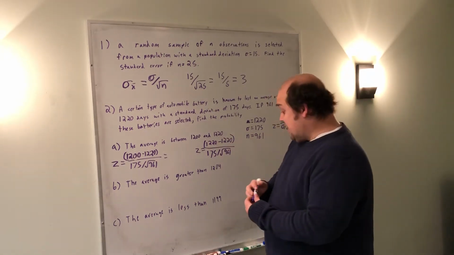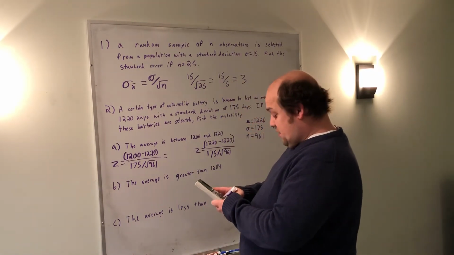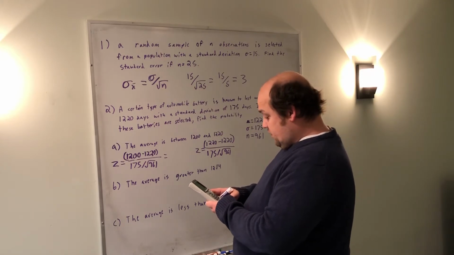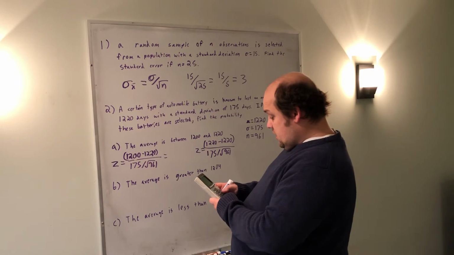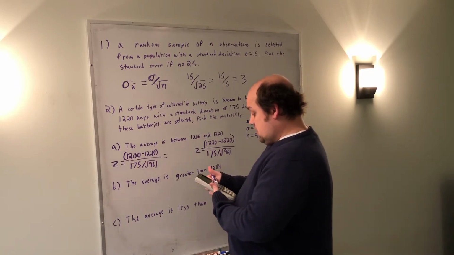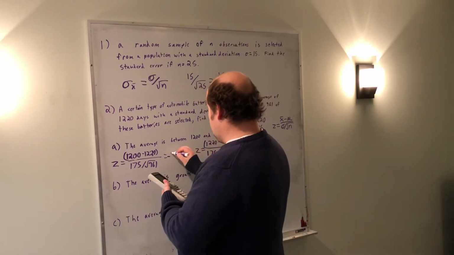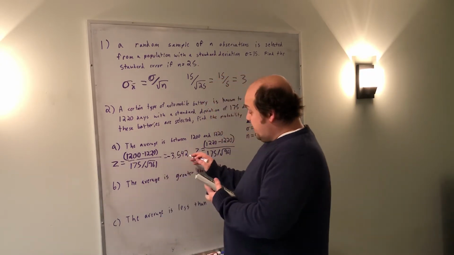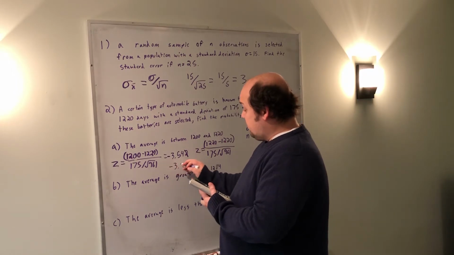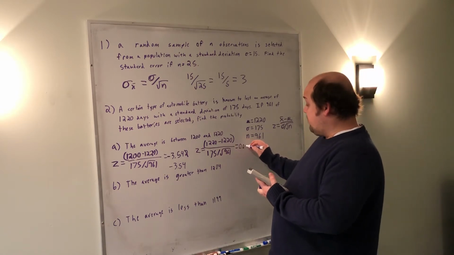Again, I'm going to need to use my calculator for this. So when I put this first one in, I put it in as parentheses, 1200 minus 1220, divided by parentheses 175 over the root of 961, and parentheses. This first one gives me negative 3.52, or I'm sorry, negative 3.542. If I round to 2 decimals, I drop this 2 and I just get negative 3.54. The second z-score here gives me 0.00.